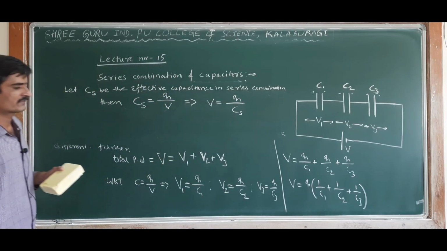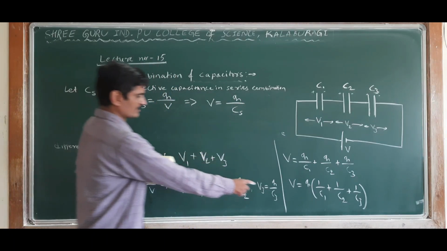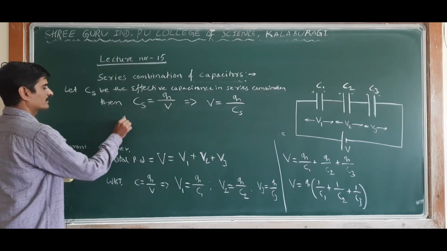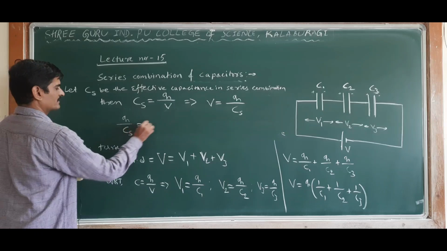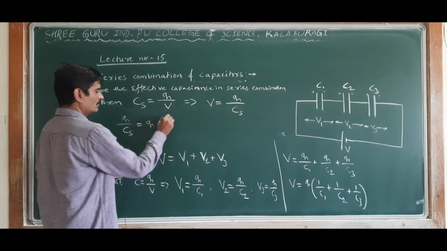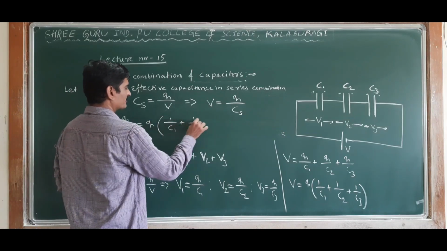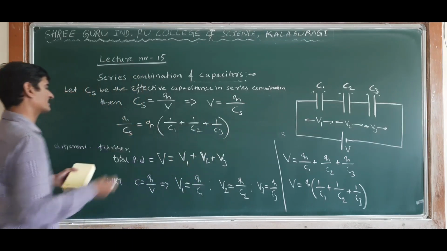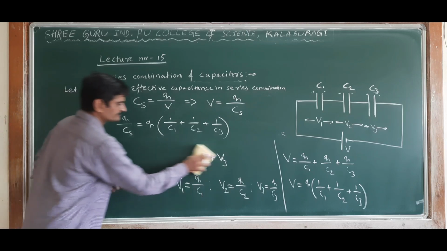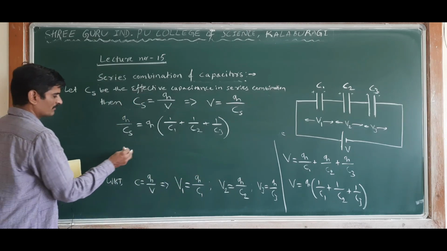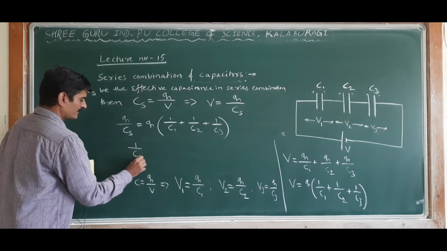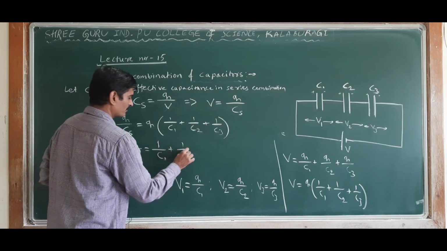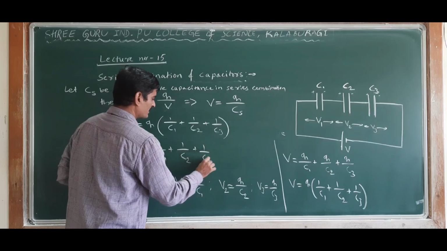So now substitute in this equation, so instead of V, substitute Q divided by CS is equal to Q into 1 by C1 plus 1 by C2 plus 1 by C3. So now Q gets cancelled. So you'll get 1 by CS is equal to 1 by C1 plus 1 by C2 plus 1 by C3.